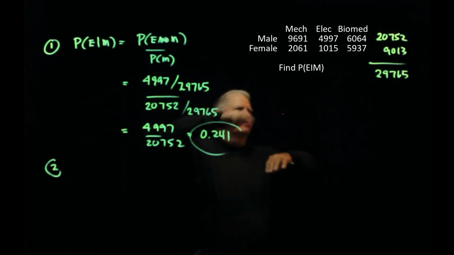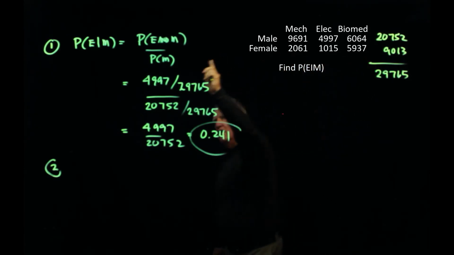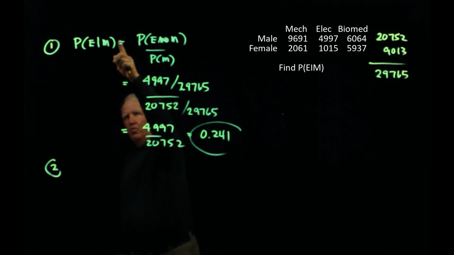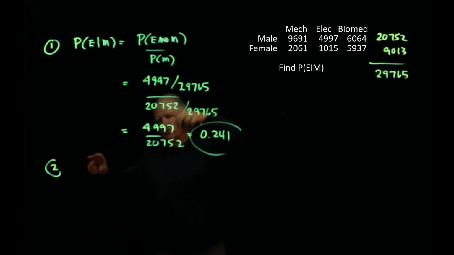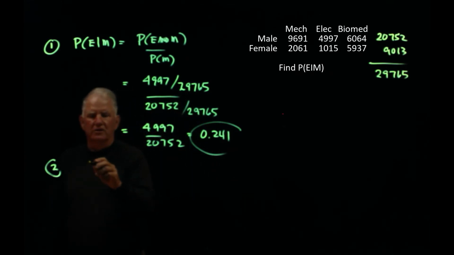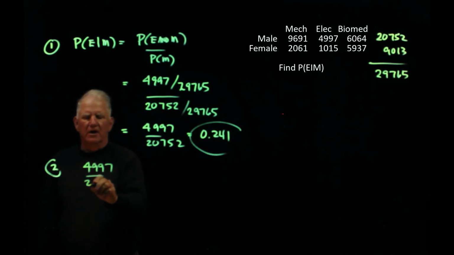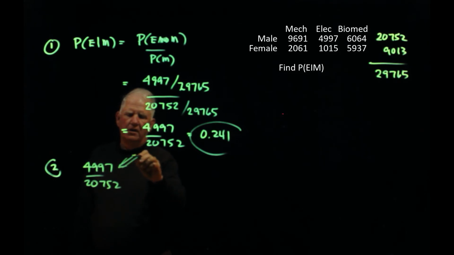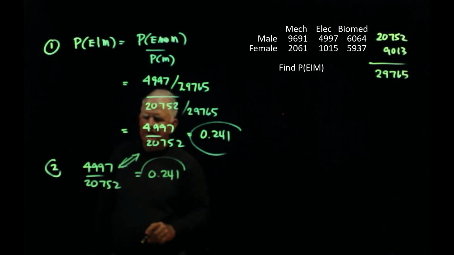Okay, so if I come up here and kind of blank out the females and just look at the males, I then ask, of the males, what fraction of those males, or what is the probability that if I was to reach in just to the male section and pull somebody out, I would get an electrical engineer? Well, it's the number of electrical engineers there, 4,997, divided by the total number of males. Oh, look, exactly the same thing. That's definitely a shortcut.